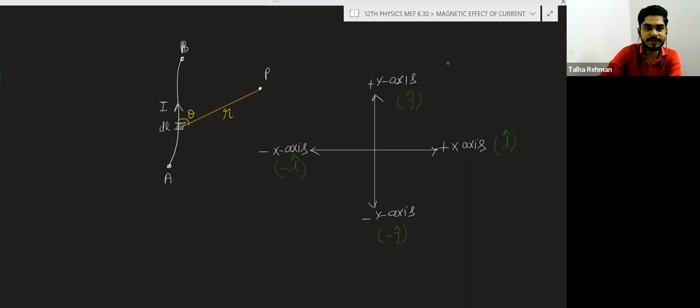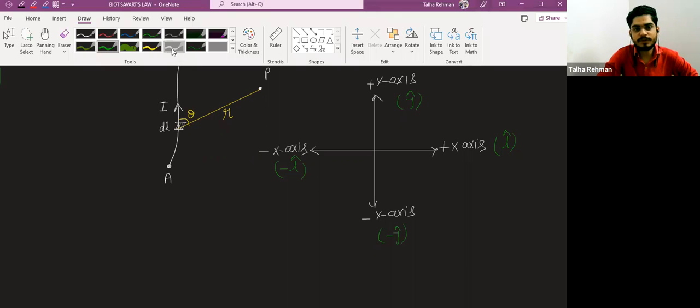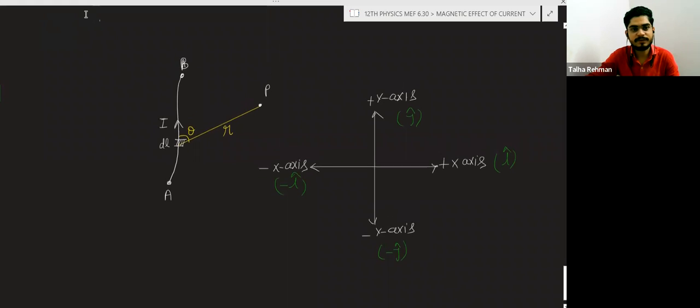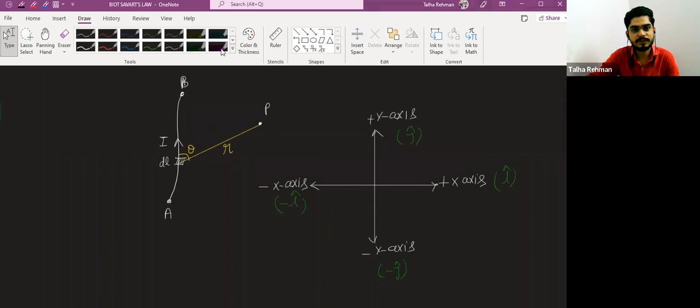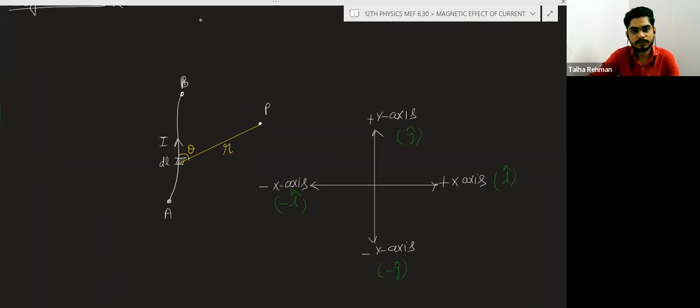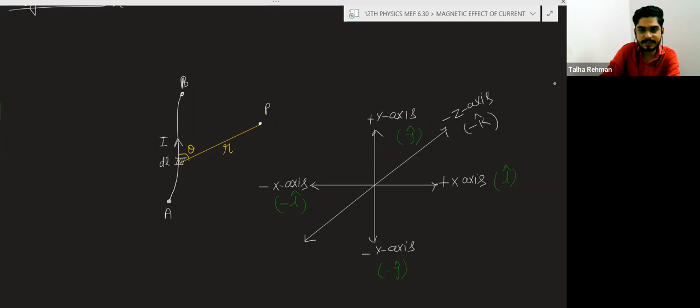and the z-axis is a concept of three dimensions here. In 3D you have to imagine. So I am taking the z-axis like this, and this is the negative z-axis. Along the negative z-axis, the unit vector is minus k cap, and this is the positive z-axis.